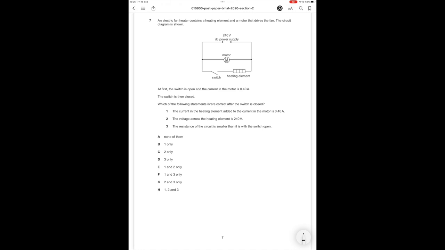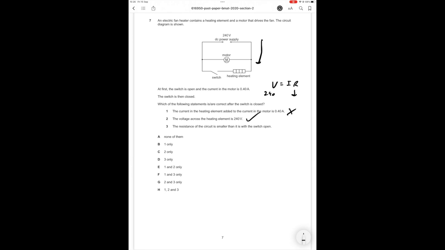1. The current in the heating element added to the current in the motor is 0.4 amps. That's going to be wrong, because V is equal to IR. Voltage stays at 240. Resistance is going to go down, so the current's not going to be the same. The total current in the circuit isn't going to be 0.4 amps again. 2. The voltage across the heating element is 240 volts. That's correct, because in a parallel circuit, the voltage is the same everywhere.